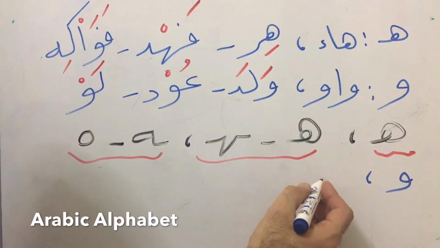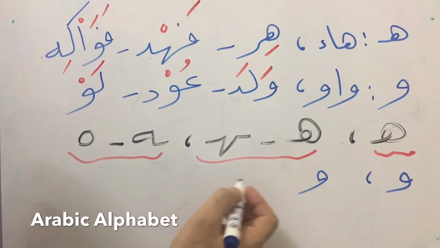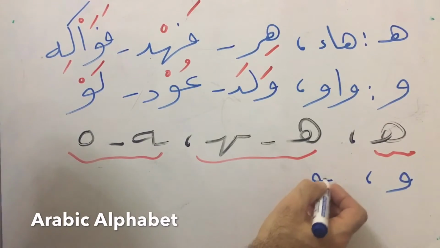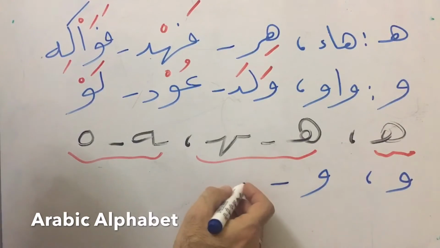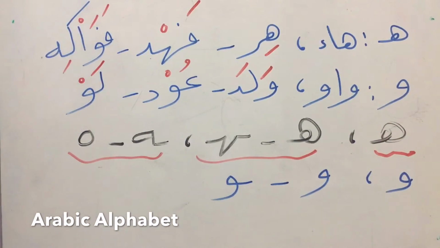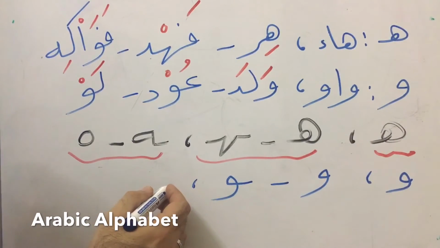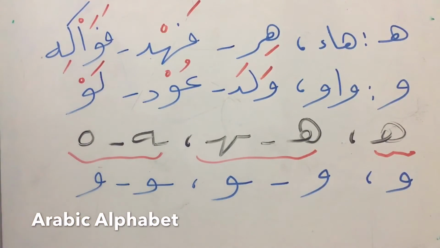At the middle it is either like this if it is separated, or if it is joined it is like this. For wow, if it is joined at the end it is like this, if it is separated it is like this. These are ha, and wow.